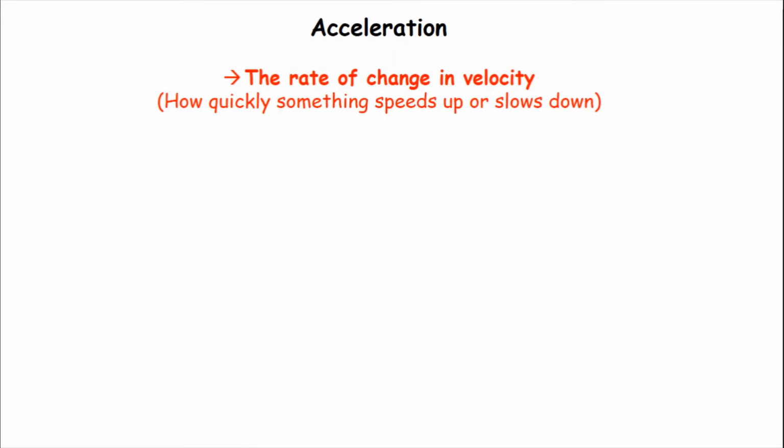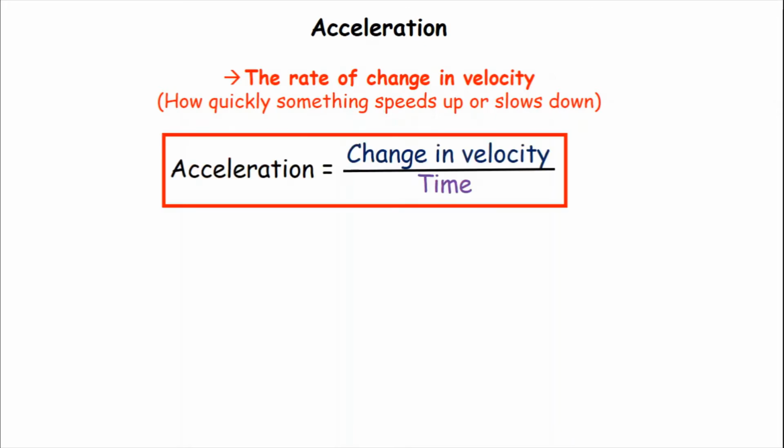In this video, we are going to look at acceleration. Acceleration tells you the rate of change in velocity, or more simply put, how quickly something speeds up or slows down. We can calculate acceleration by taking the change in velocity and dividing it by the time.